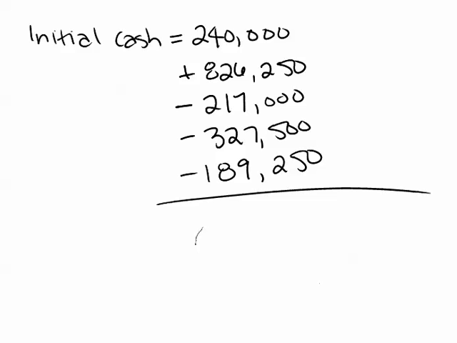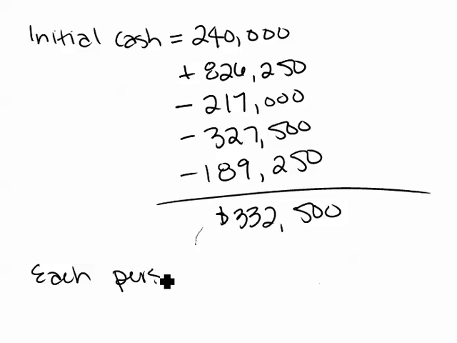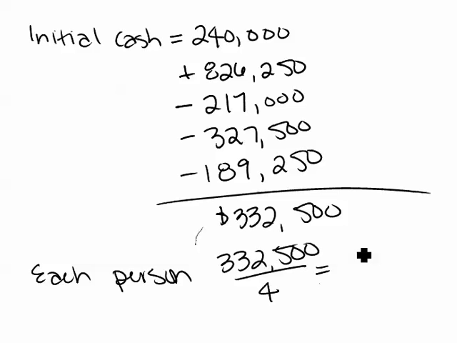This means that the estate still has cash of $332,500. So each person is going to get 1/4 of that. So $332,500 divided by 4 means each person will get an extra $83,125 in cash.